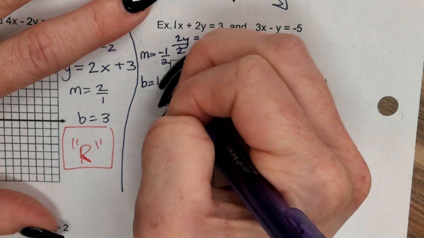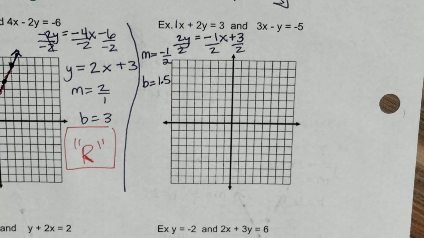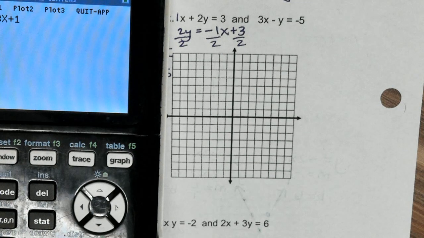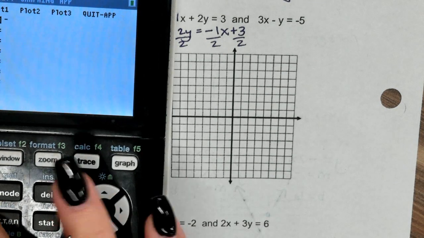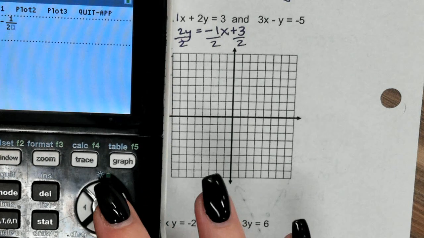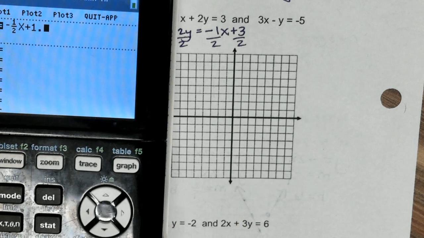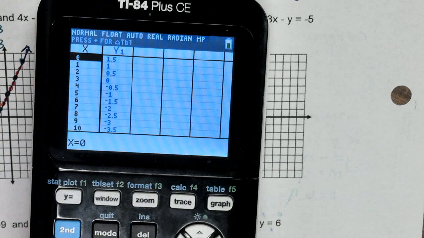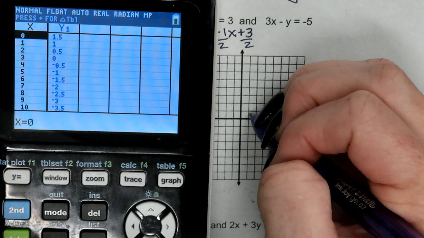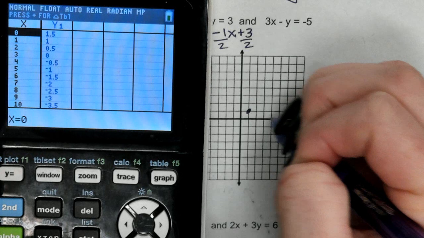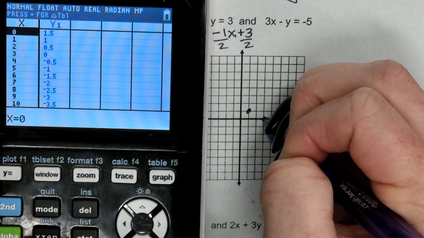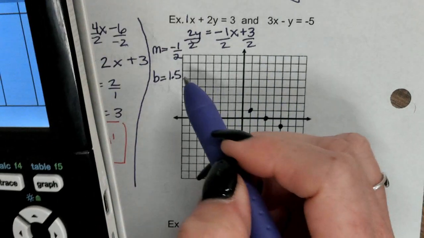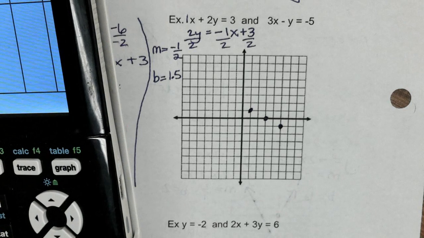1.5. Now, if you want on this one, type it in your calculator. You could literally just go like this and go negative 1/2 x plus 1.5, and then go to second graph and get your coordinates that you want to graph. So I'm going to graph 1, 1. I'm going to graph 3, 0. 5, negative 1. Now that I have points, I could just rise over run 1 over 2. Down 1, right 2.